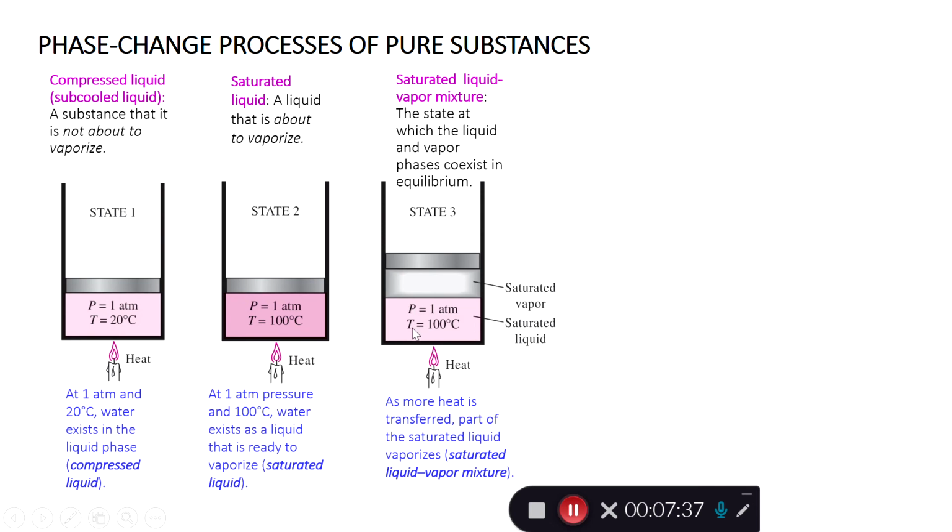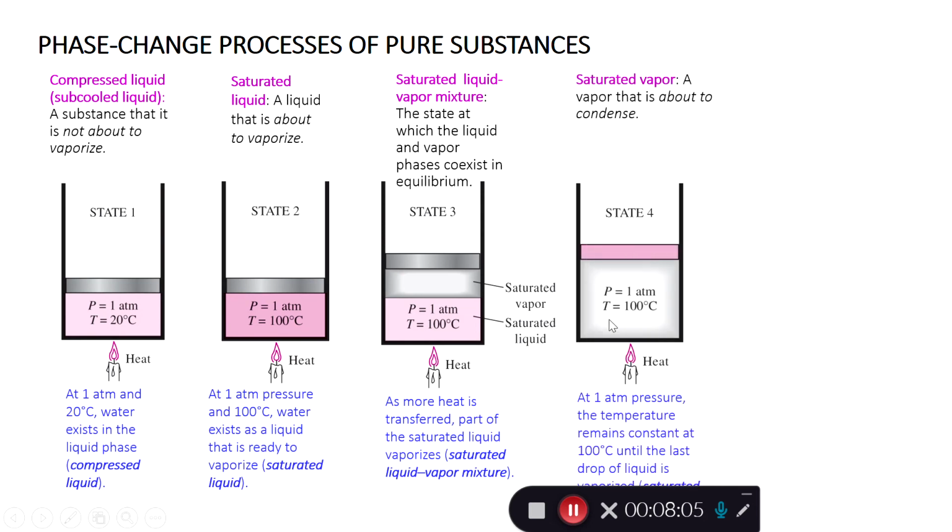And the temperature also remains constant. So that is interesting. Even though heat is being applied, the temperature is constant because all that heat is used to change the phase from liquid at the bottom to this vapor. As more heat is transferred, part of the saturated liquid vaporizes. And what if you continue heating? If you continue heating, it will reach a state of only vapor.